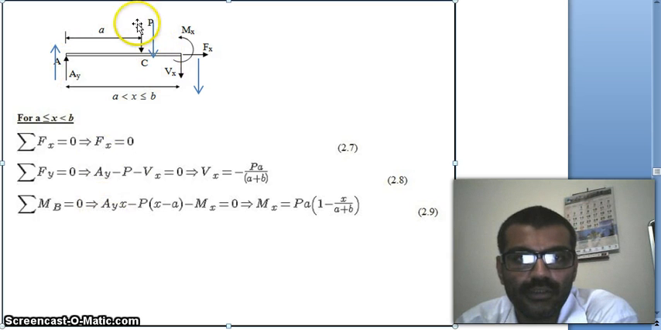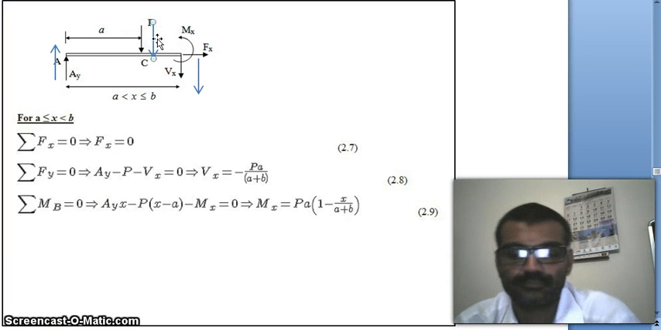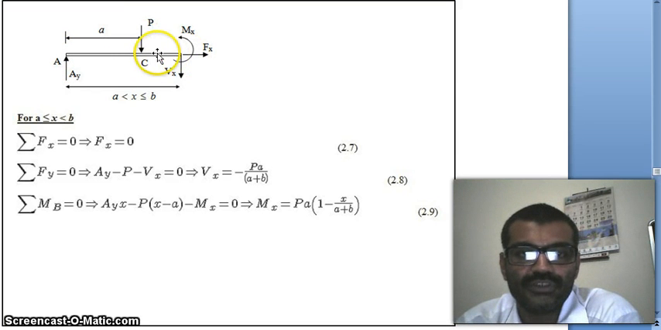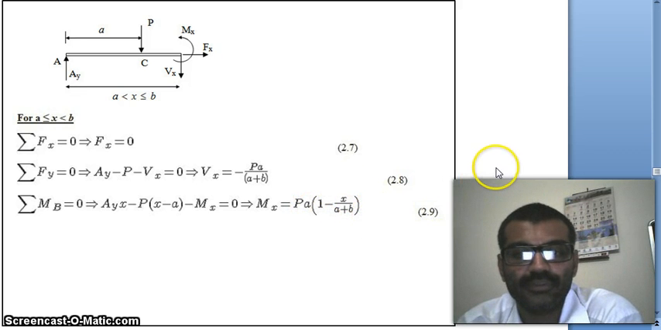Then your P force is over here. P into your distance. Now see, from A to your X, that is X, and this one is A. So the remaining distance will be X minus A, right? So P into X minus A, and your moment is again anticlockwise, so minus Mx. If you simplify that, we'll get Mx is equal to Pa in bracket 1 minus x upon l, plus P.